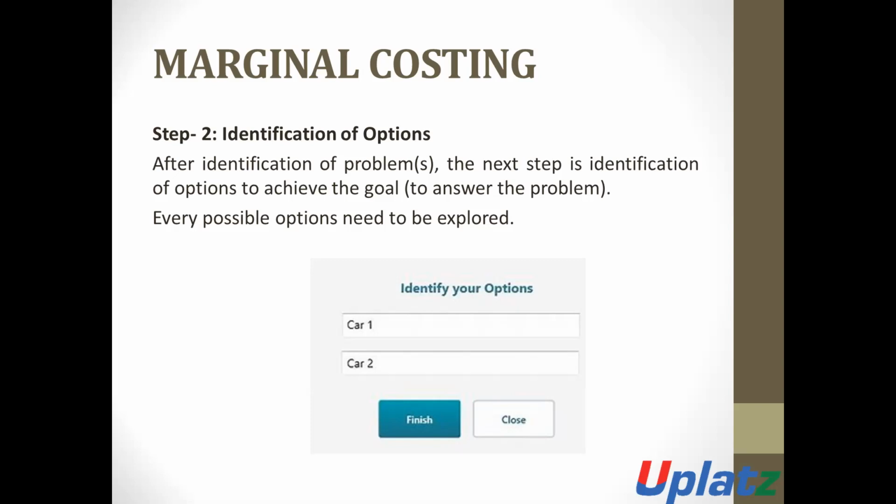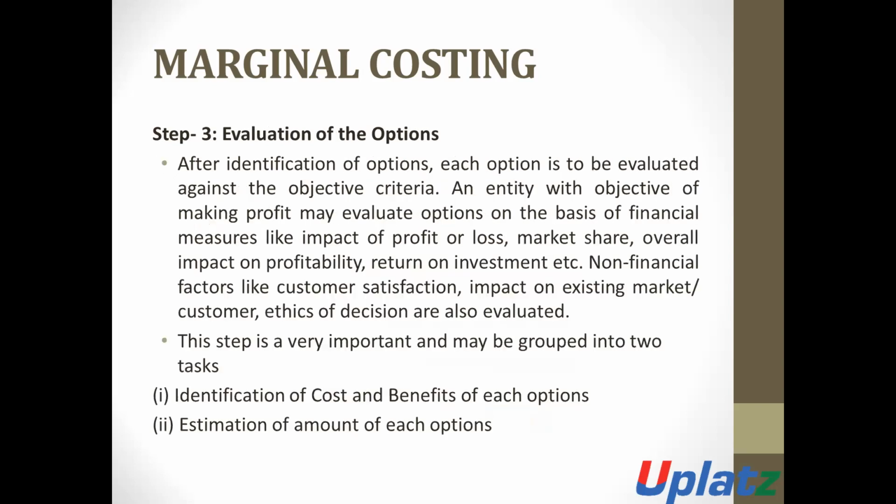So the second step is identification of option. The next step is evaluation of the option. The first step is identification of the problem, the next step is identification of option, and the third step is evaluation of option.